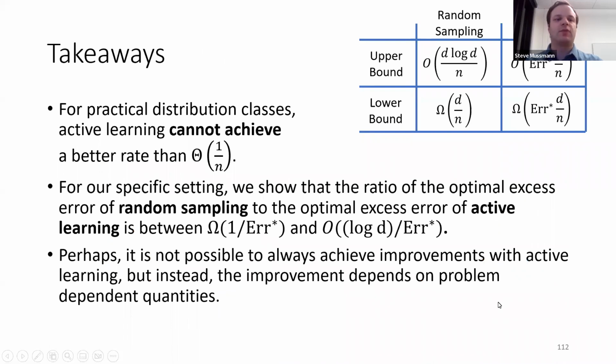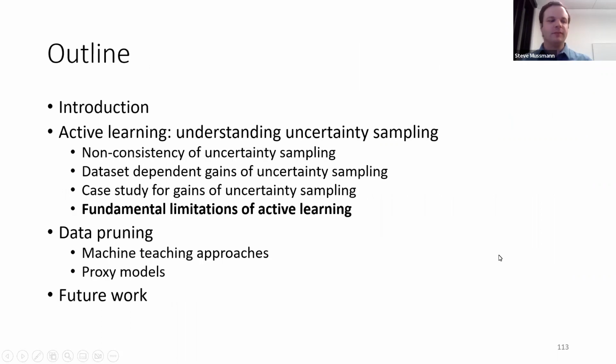So the takeaway from here is that for practical distribution classes that include this non-pathological case, active learning cannot achieve a better rate than 1 over n. For our specific setting, we show that the ratio of the optimal excess error of random sampling to the optimal excess error of active learning is between 1 over error star and log d over error star. So this inverse of error star does seem to be a somewhat fundamental parameter. Perhaps then it's not possible to always achieve improvements with active learning, but instead the improvement depends on problem-dependent quantities like error star. And that wraps up the section on uncertainty sampling.